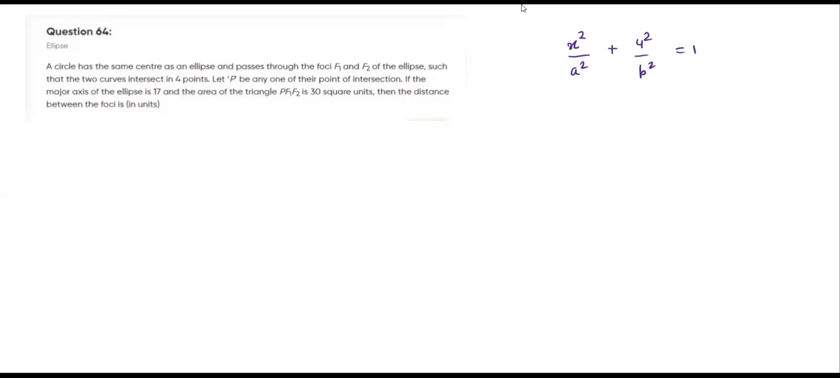This is the equation of the ellipse, right? What is the center of this ellipse? It is 0 comma 0. The center of the circle is also, we are assuming, 0 comma 0, and it passes through the foci. Now, let's draw the figure first of all.